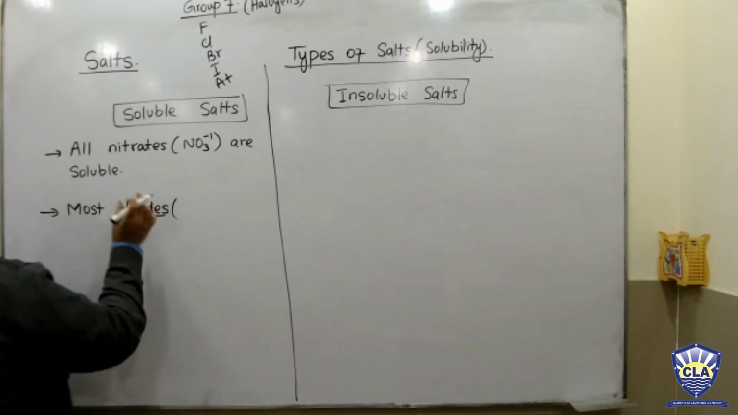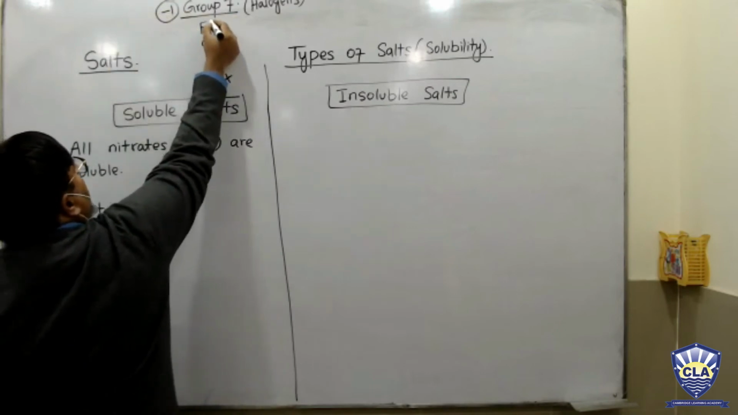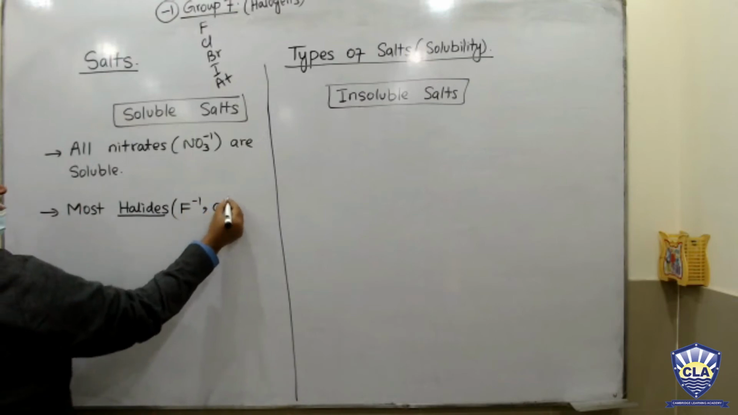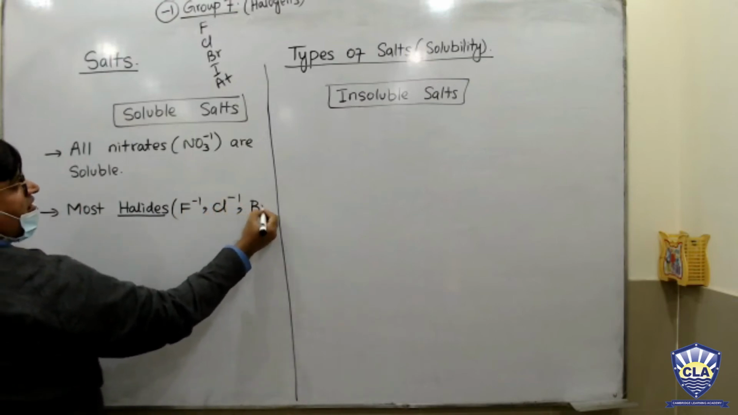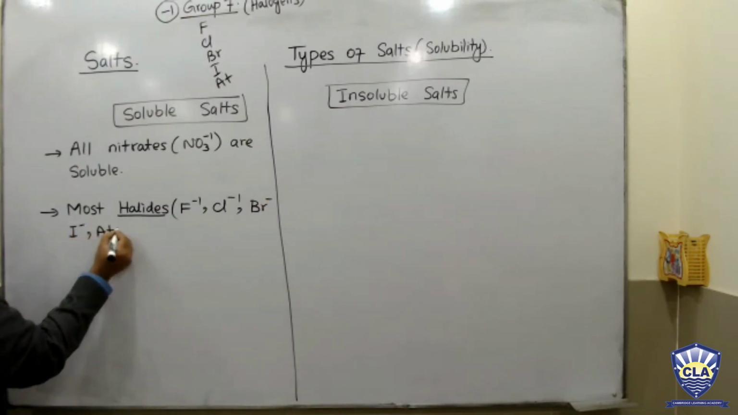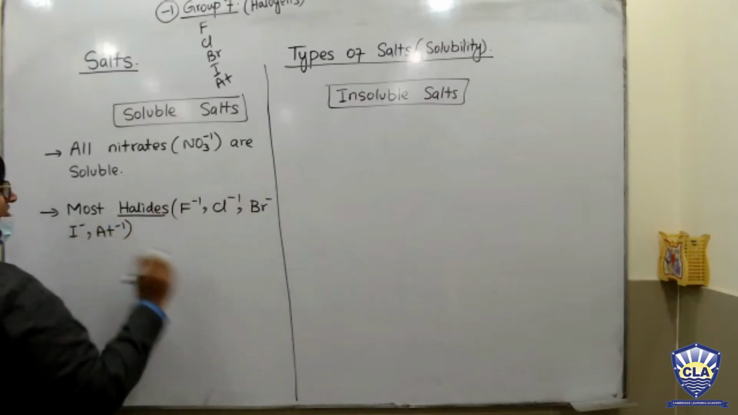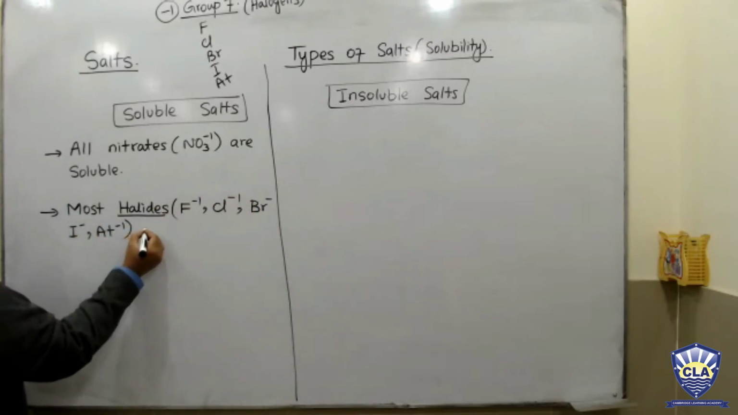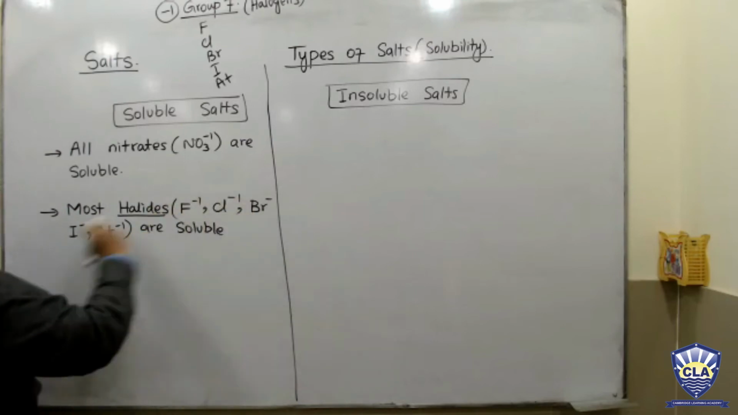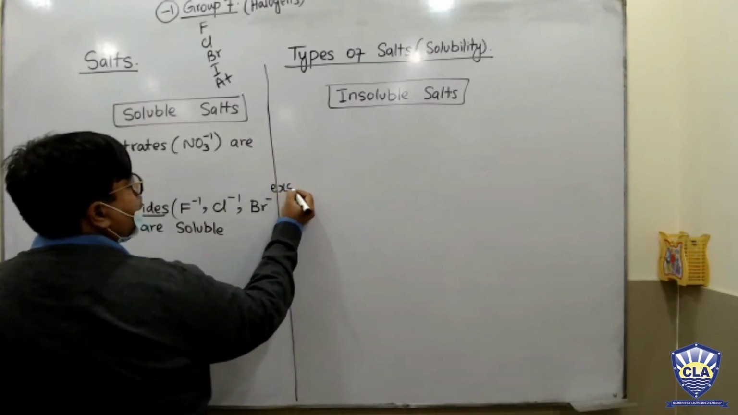In the salts, group 7 has a -1 charge on it. So all of these have the minus charge: F -1, Cl -1, Br -1, I -1, At -1. So if these are present in a salt, most halides are soluble. These are called the halides. Okay, and there is an exception. There is one exception.